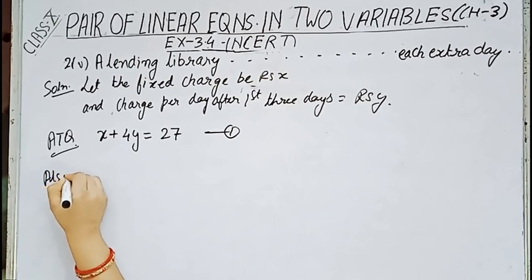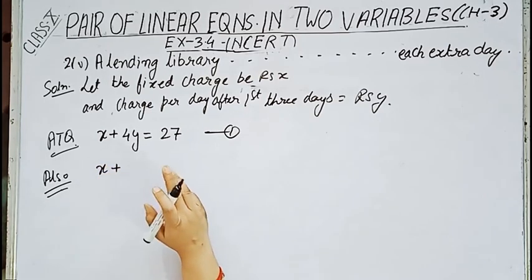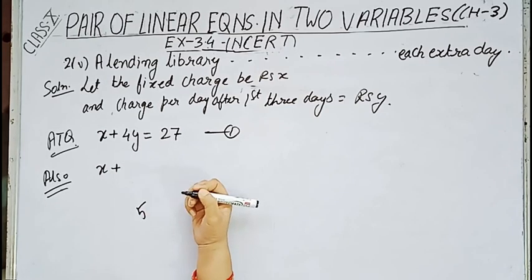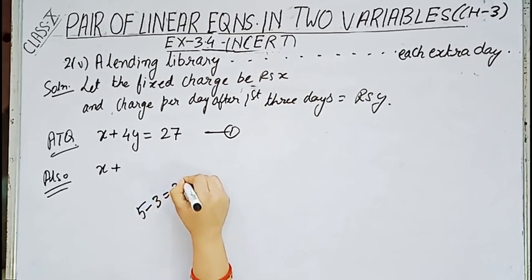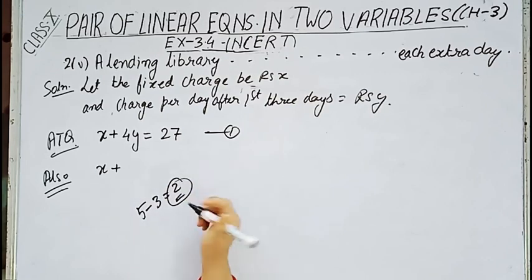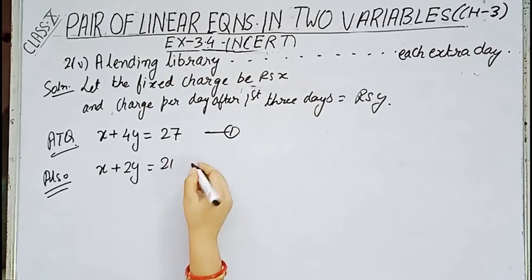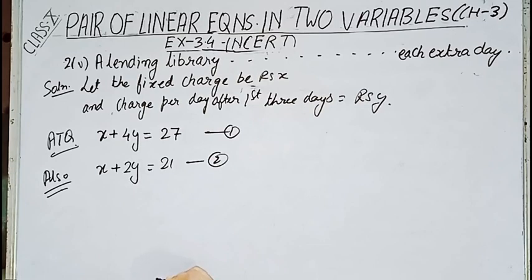Also, one more person is there. The person is Susie. Now she paid rupees 21 for the book which she kept for 5 days. So this x for the first 3 days, and she is returning after 5 days. So 5 minus 3 equals 2. Now for 1 day the charge is rupees y. So for 2 days the charge will be 2y. So x plus 2y equals 21. Thus we got the second equation as well. Now we have to solve it and get the value of x and y.